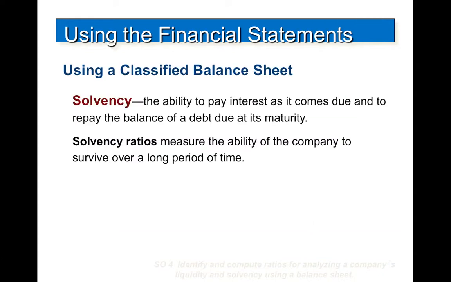Using a classified balance sheet for solvency. Now suppose that instead of being a short-term creditor, you're interested in either buying Best Buy stock or extending the company a long-term loan. Long-term creditors and stockholders are interested in the company's solvency, its ability to pay interest as it comes due and to repay the balance of a debt due at its maturity. Solvency ratios measure the ability of the company to survive over a long period of time.